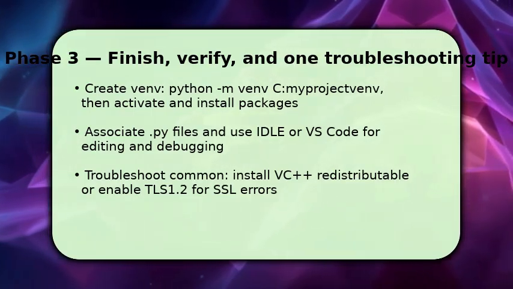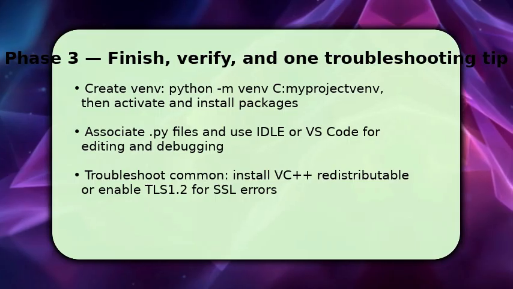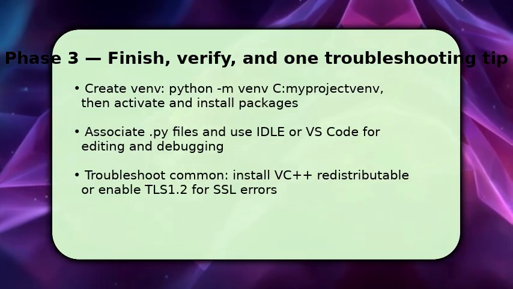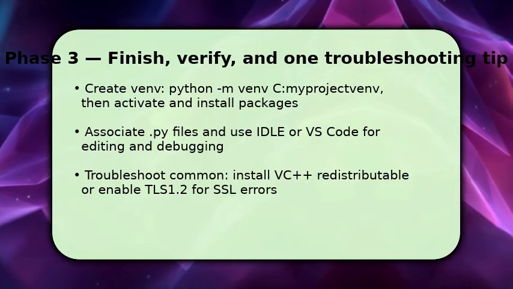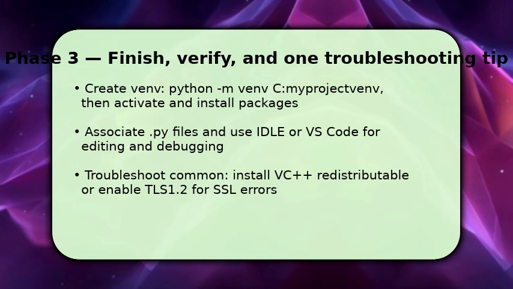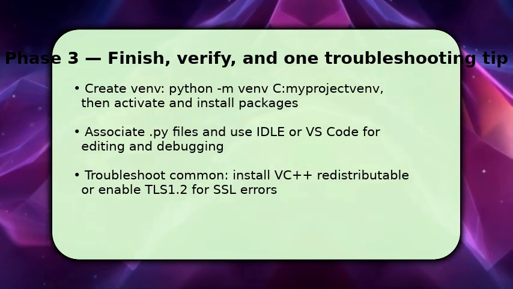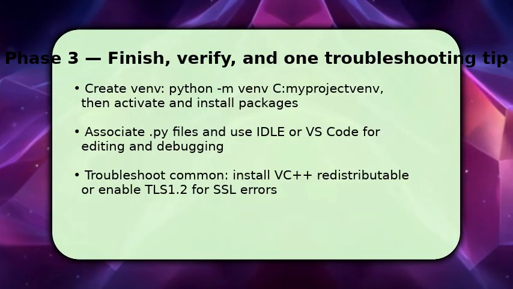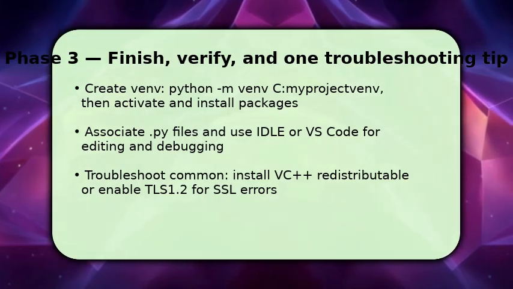If something goes wrong, the most common fixes are installing the correct Visual C++ redistributable or enabling TLS 1.2 to support HTTPS via Windows updates. Many SSL failures and missing DLLs resolve with those steps. If errors persist, note the exact message before troubleshooting further.